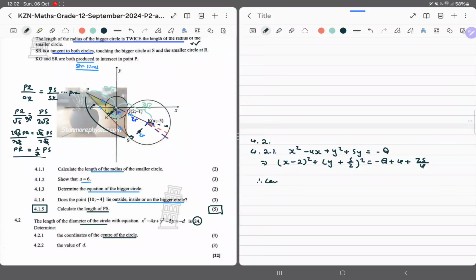We can therefore say the center is going to be the opposite signs of what we have in there. So that's it. Nice and easy. So that's done.